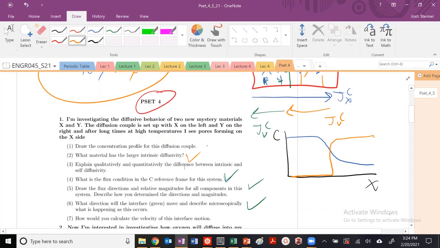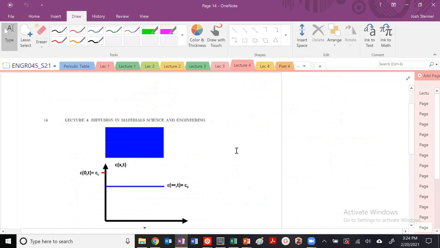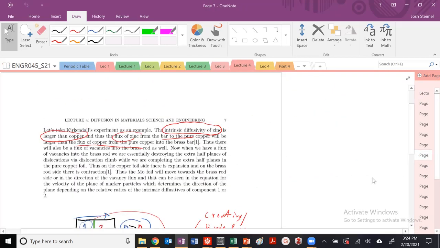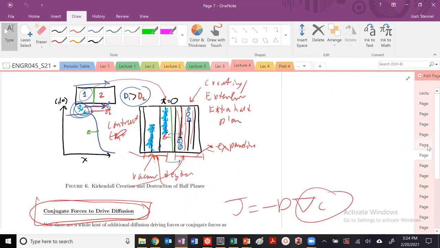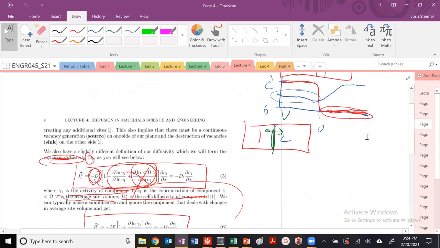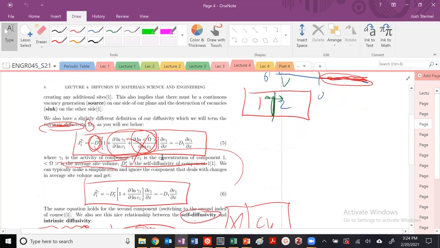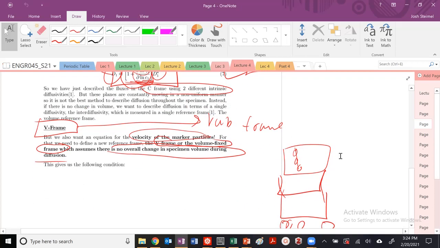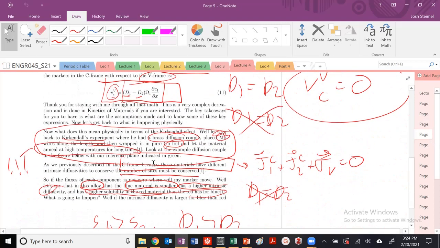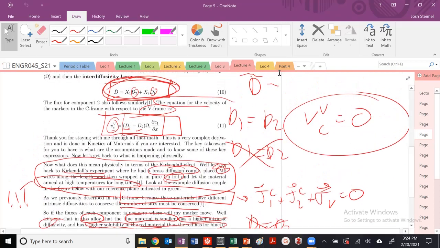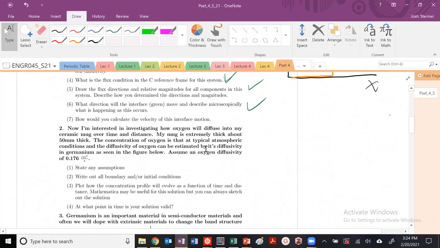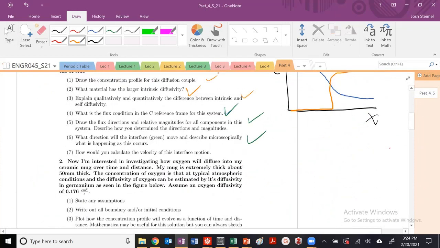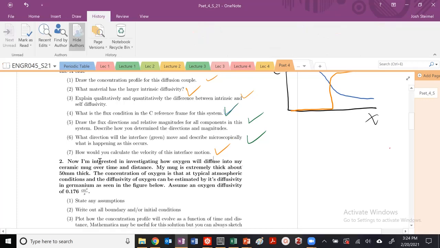The qualitative and quantitative difference between intrinsic and self-diffusivity is described in the notes. Where is it? Conjugate forces, all in here. On this page, we talk about chemical activity being different because we now have this diffusion couple, and here's our quantitative answer in equation 7. Additionally, the velocity of the interface is given by equation 11. So let's go back to the problem set. I believe that answers the rest of these values. Great. On to the next one.